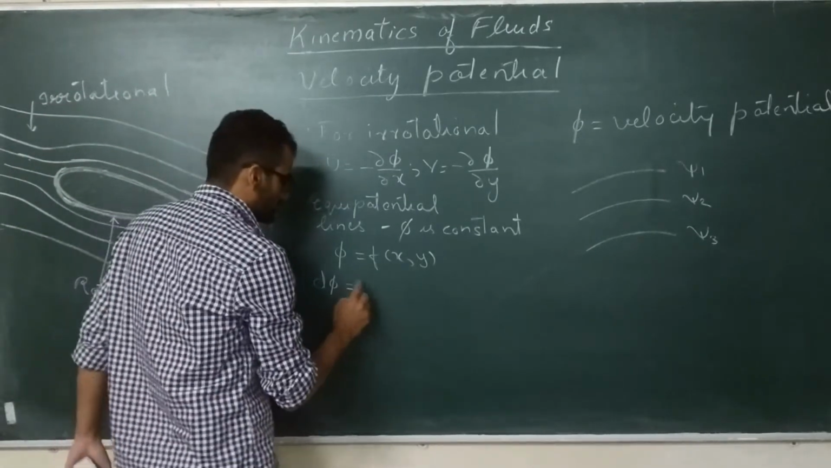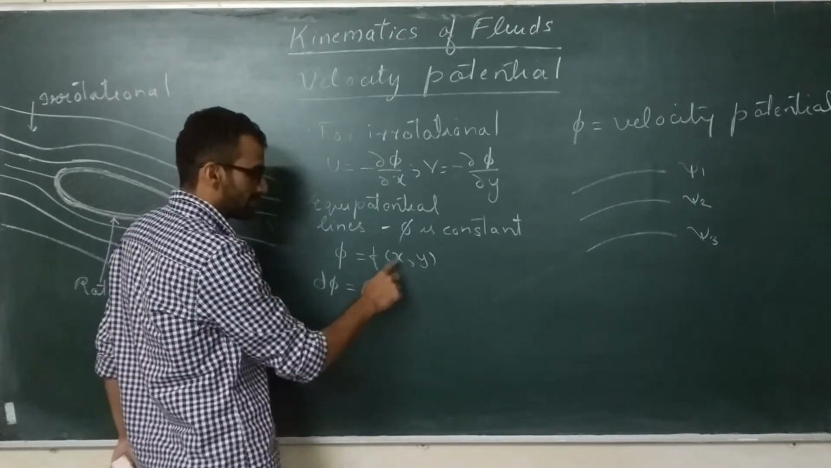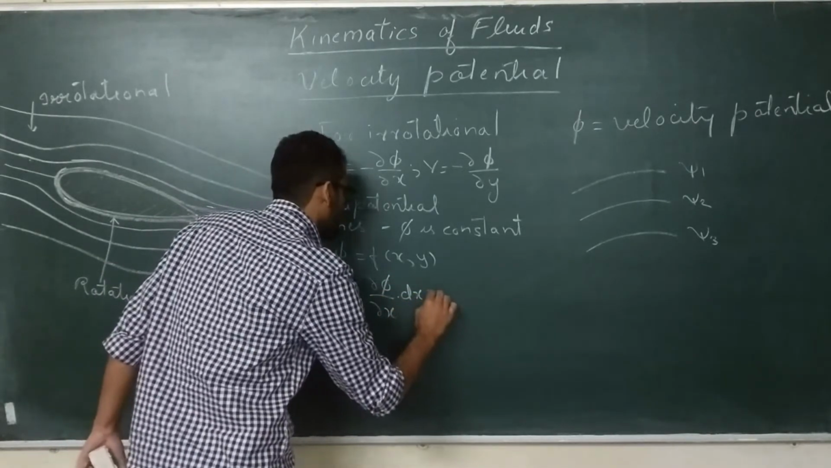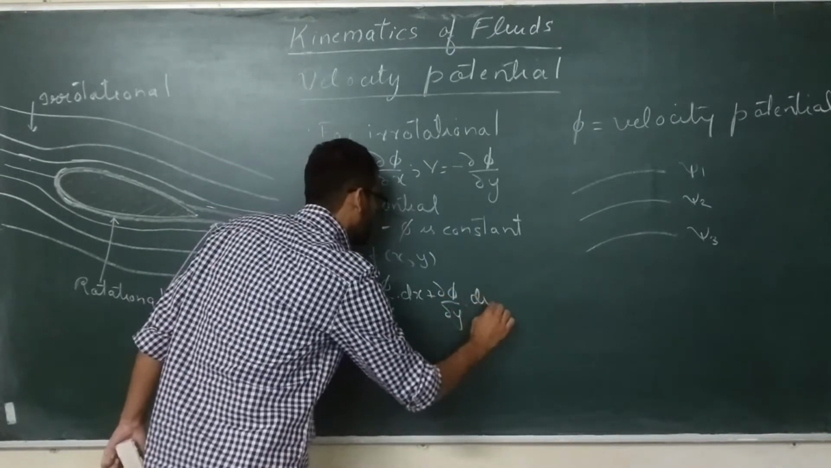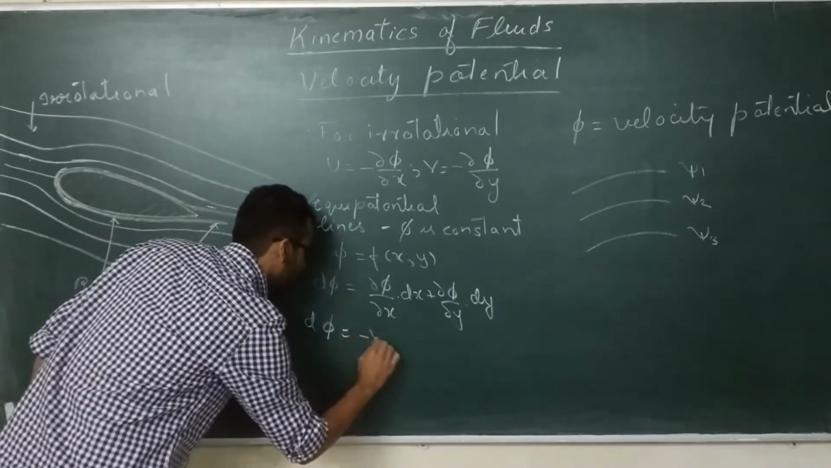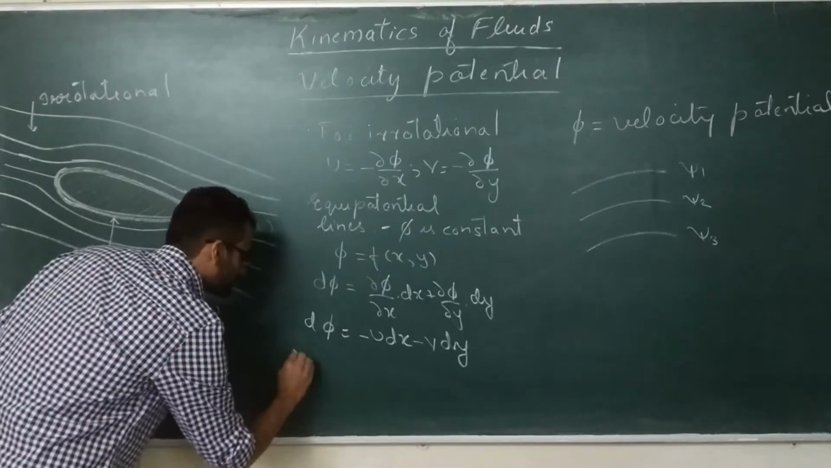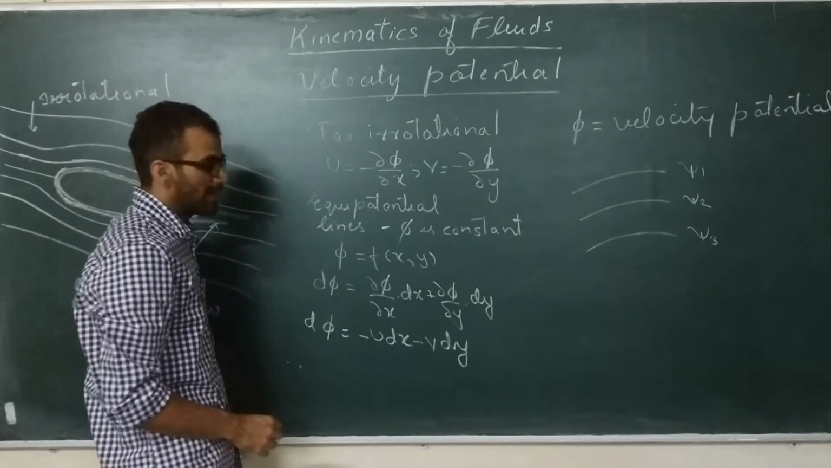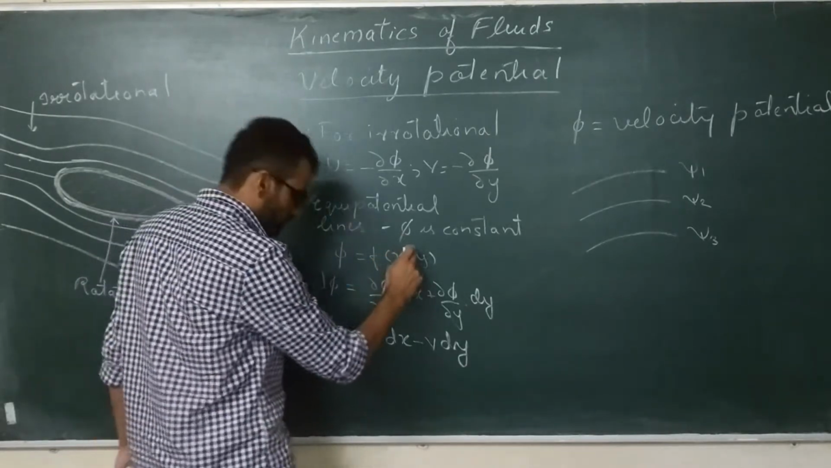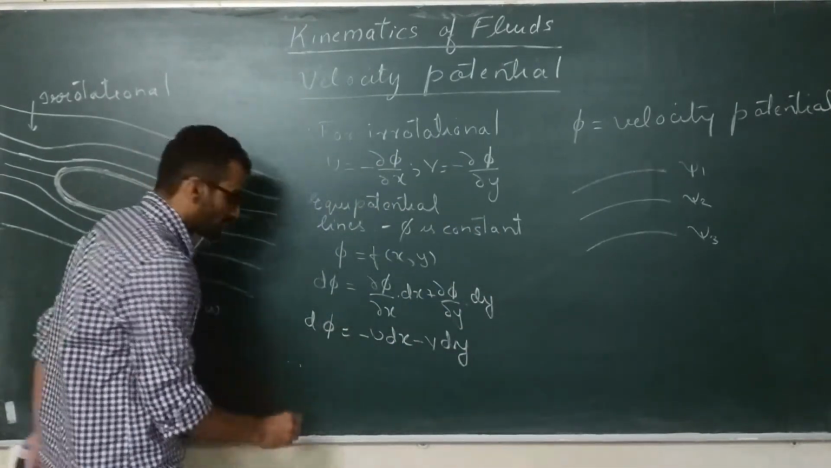So, d phi will be equal to what? If I want to find the change in phi, a total change in phi will be caused because of change in x and change in y. So you can write d phi equals del phi by del x into dx plus del phi by del y into dy. But del phi by del x is minus u, so d phi will be equal to minus u dx, and del phi by del y is minus v, so minus v dy. Now for equipotential lines, phi will be constant. This phi should not change, so the d phi value will be 0.